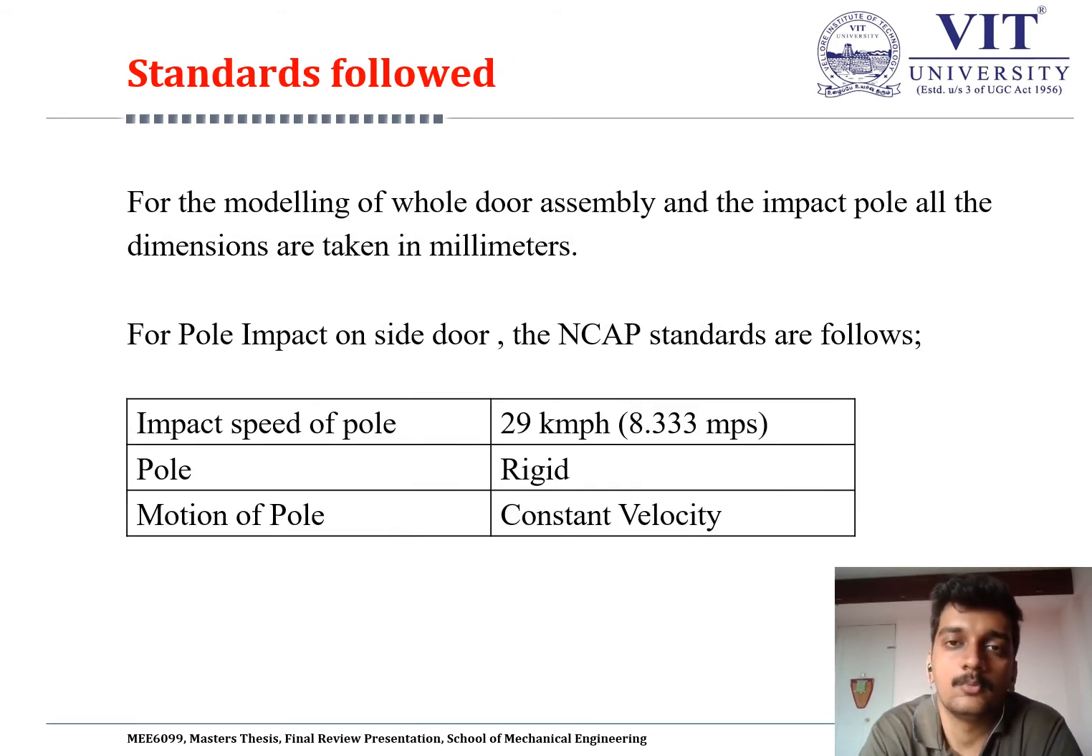In order to do the crash simulation for the side impact pole test, certain sets of rules and regulations have to be followed, and I've chosen the NCAP rules. For this, the speed of the impact pole is considered to be 29 km per hour or 8.33 meters per second, going towards the direction of the front door. The pole is considered to be rigid, which means it doesn't have any deformation. And the motion of the pole is at constant velocity, which means there is no acceleration or deceleration during the period of contact.